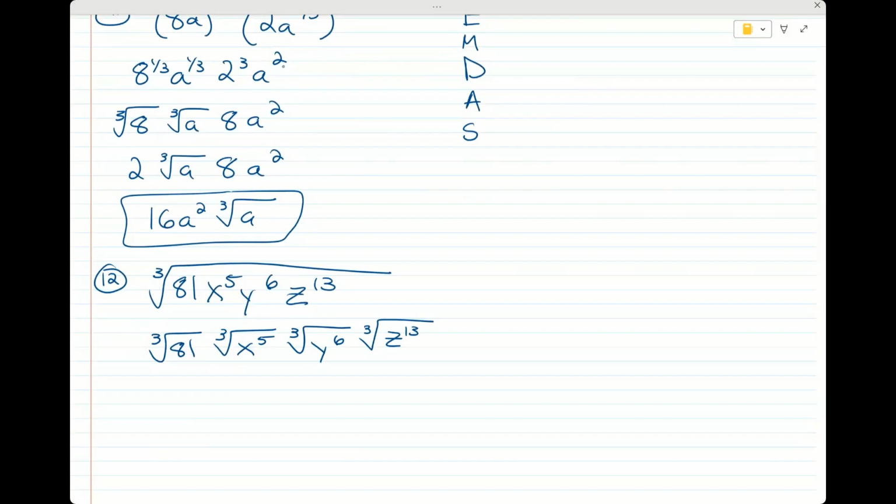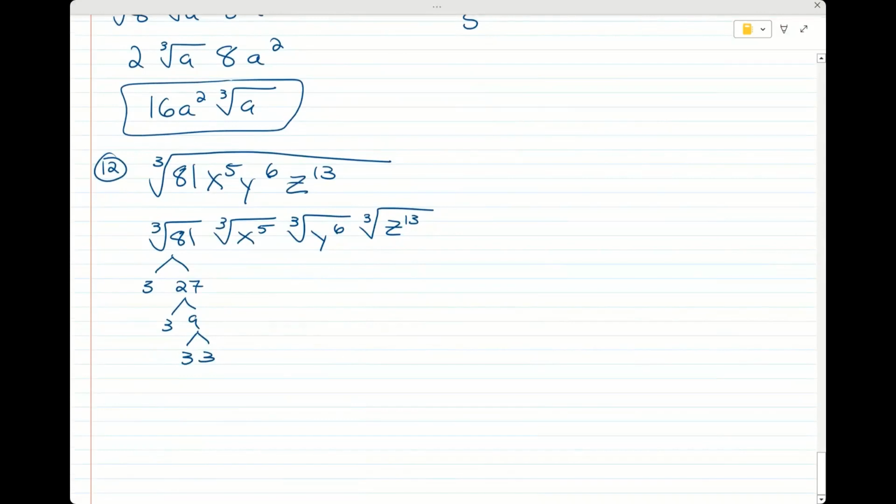All right, so the cubed root of 81, we talked about a few different ways to do that. We could find perfect cubes, or we could just go ahead and use prime factorization. So let's see, I'm going to write this as 3 and 27. 27 is the same thing as 3 and 9, which is 3 and 3. So we're looking for groups of 3 because it's a cubed root. So here's a group of 3s, we get 3 times the cubed root of 3. That's how we talked about simplifying cubed roots.